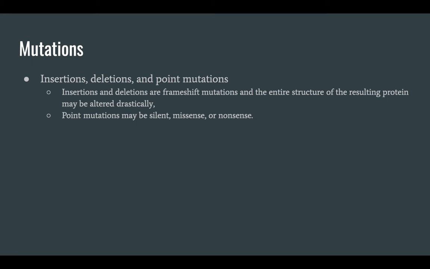In missense mutations, the mutation makes it so that the mRNA codon codes for a different amino acid, and in nonsense mutations, the mRNA codon codes for a stop codon, essentially ending the protein there and stopping translation at the stop codon.